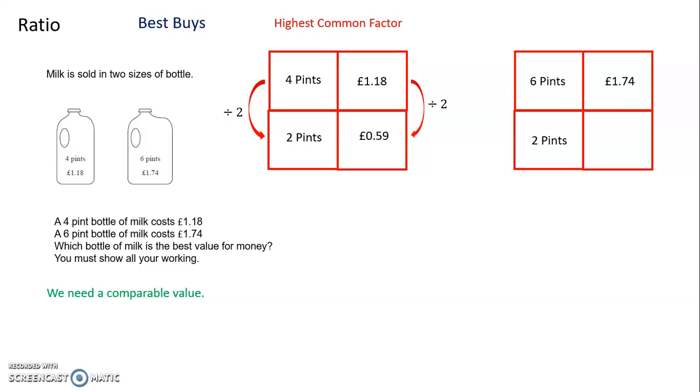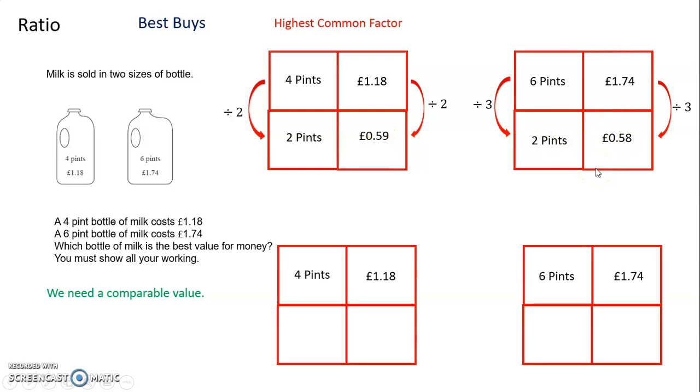So 6 pints into 2 pints, I'm going to need to divide that by 3, and I'm going to need to do that on the other side of my ratio as well. And this is an example where you might need to set up a bus stop to divide £1.74 by 3. And if you do that, you'll come up with an answer of 58 pence. So now you've got a comparable value. You can say, well, the 6 pint bottle of milk is better value because it's costing me less for every 2 pints than the 4 pint bottle is. It's not much in it, but 6 pints is better value.